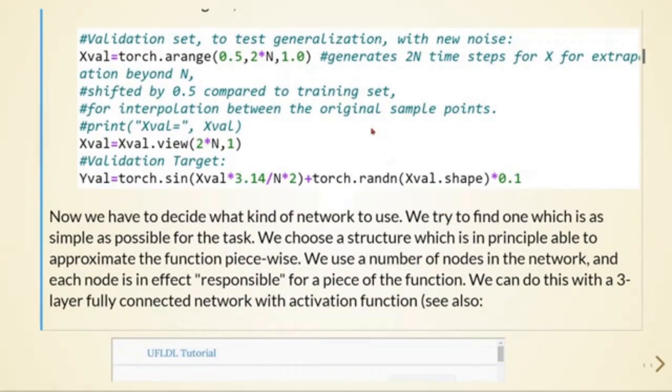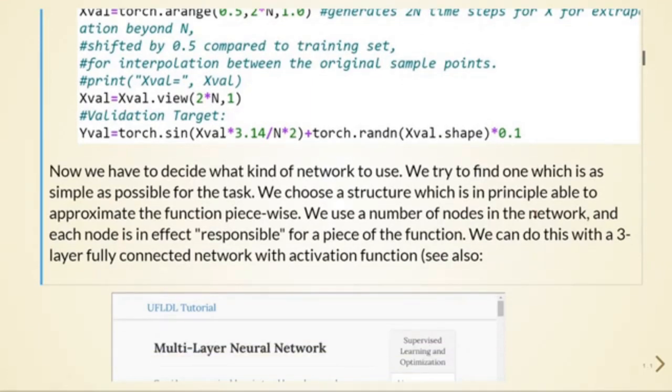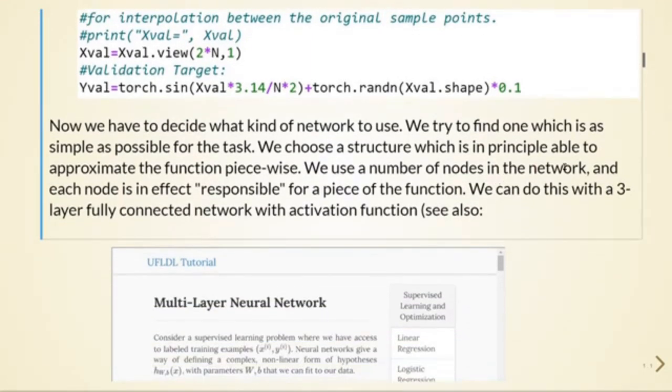So now we have to decide what kind of network to use. We will try to find one which is as simple as possible for this task. So we choose a structure which is in principle able to approximate the function piecewise. So we will use a number of nodes in this network, and each node is in effect responsible for a piece of the function. We can do this with, for example, a 3-layer fully connected network with an activation.